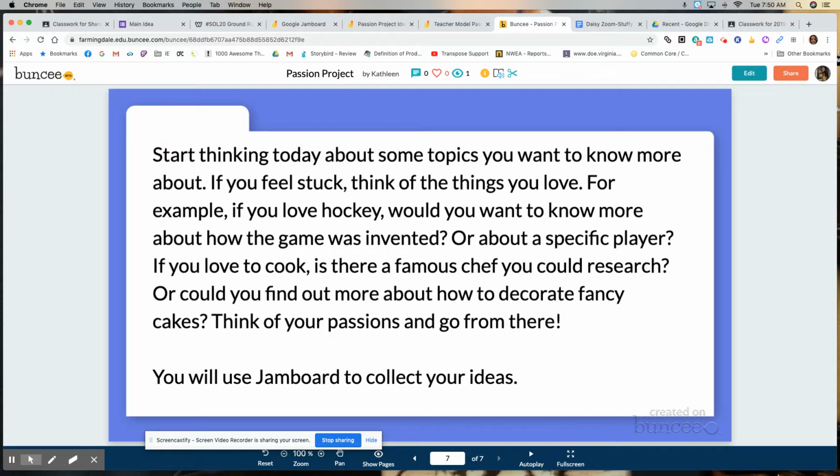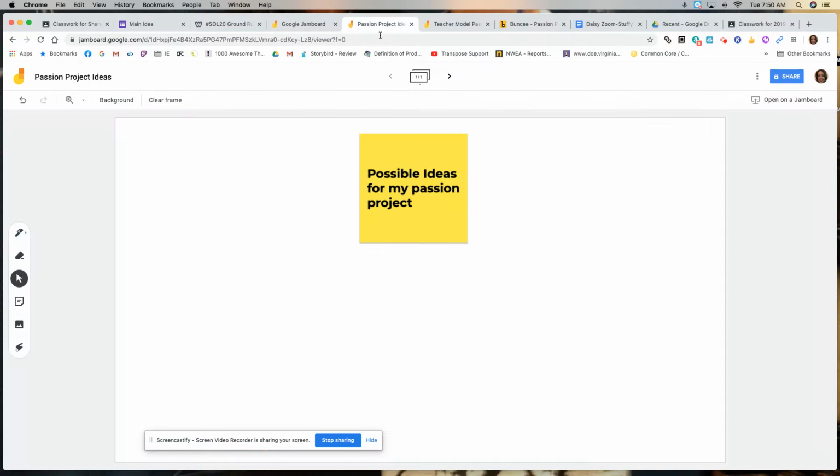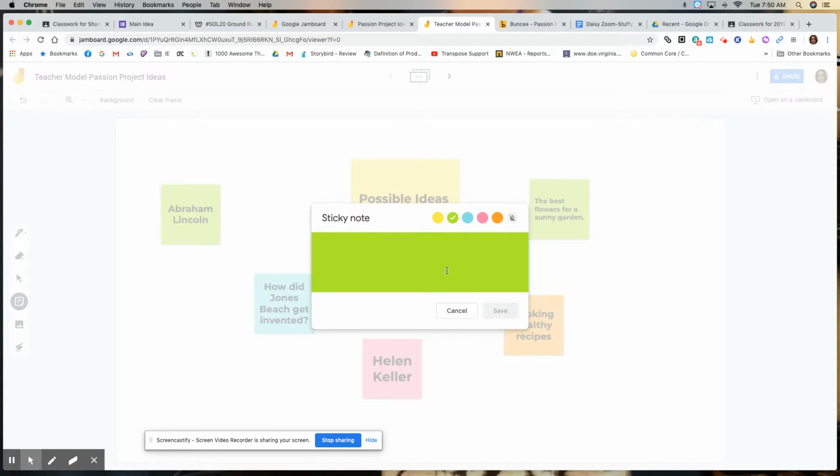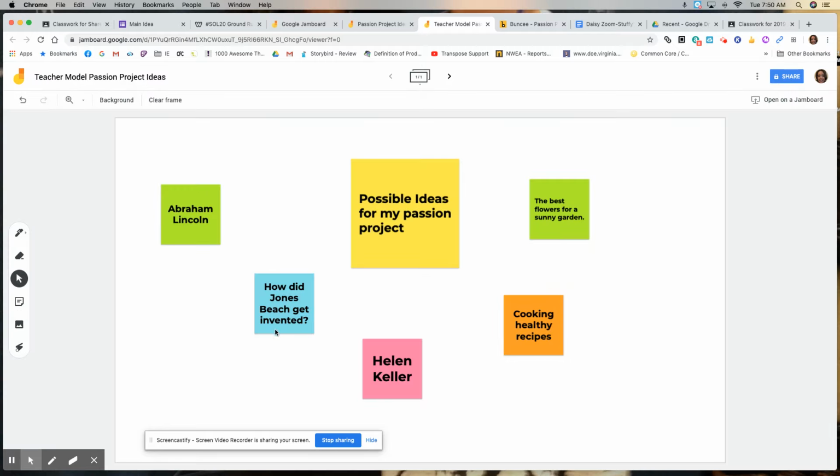You're going to use Jamboard to collect your ideas. So this is what yours will look like. And just to show you, so the yellow Post-it will be there, and then you're going to use the Post-it to come up with your ideas. Okay, and then add them.